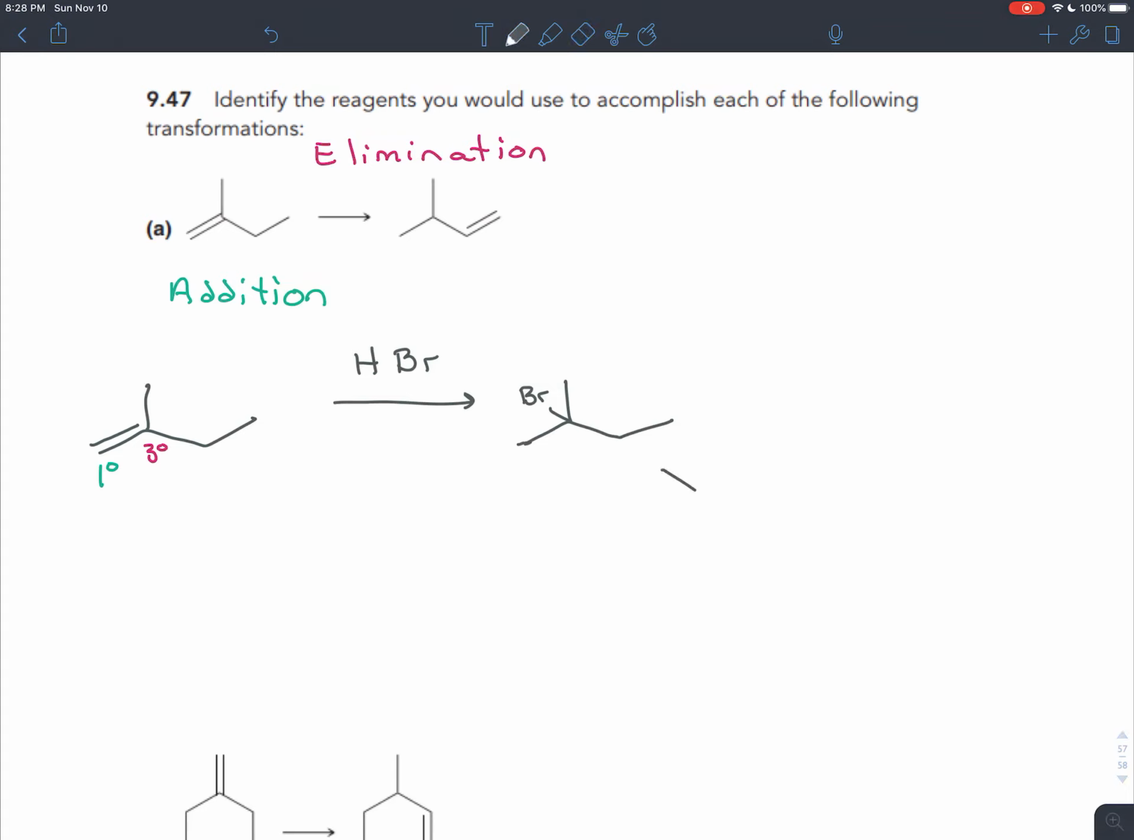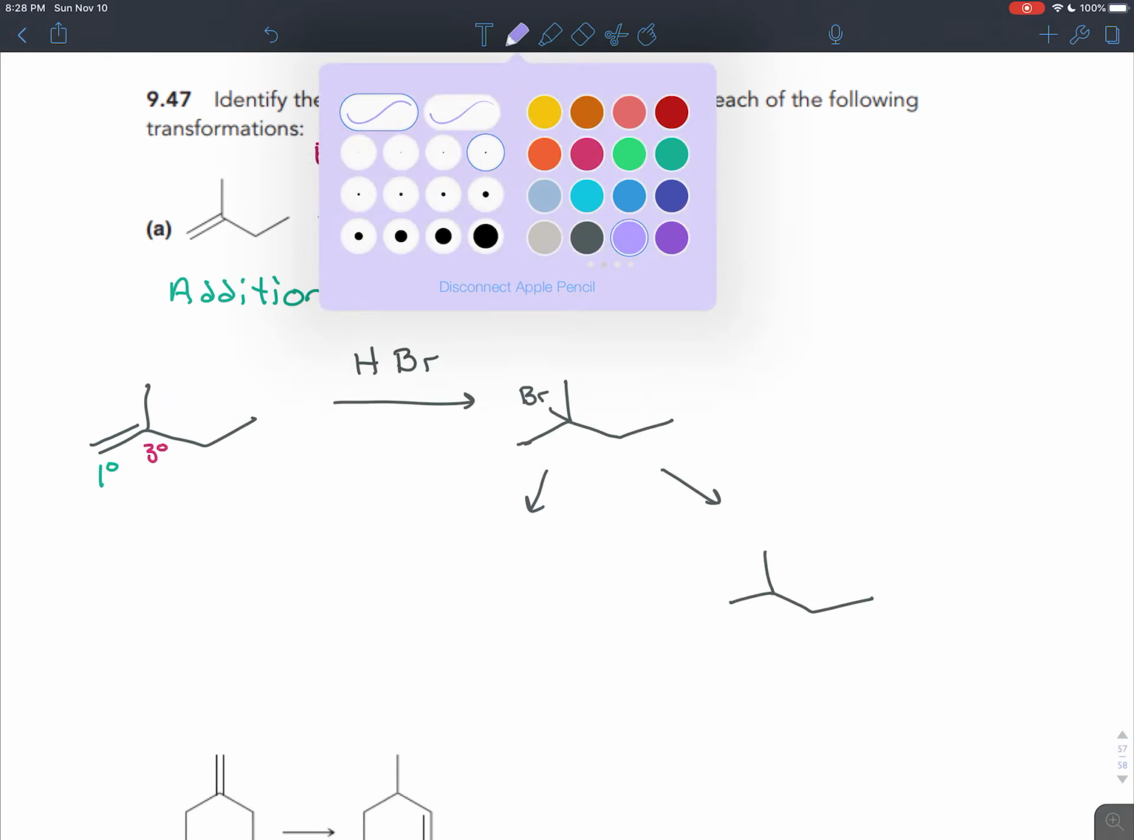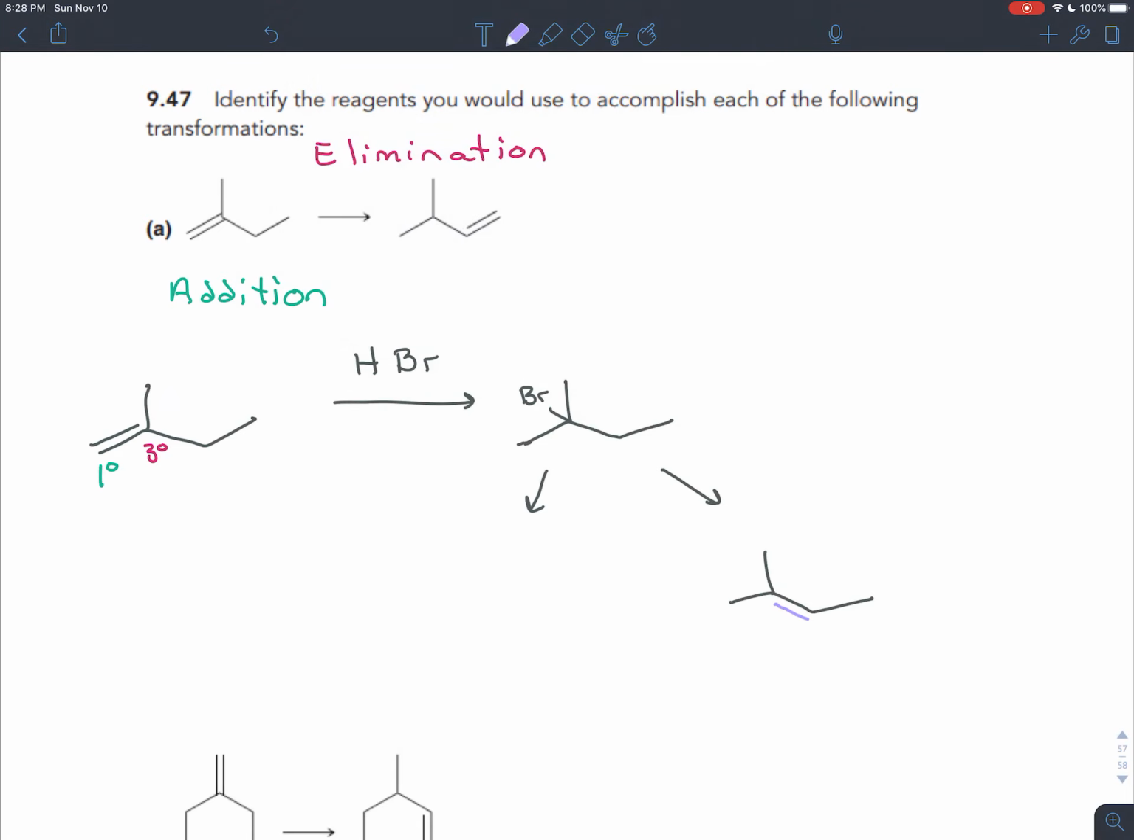Now think about the different ways you can do an elimination reaction here, the different products you could get. You could either steal a beta hydrogen going to the right, in which case you'd form a pi bond going to the right, or you could steal a beta hydrogen going to the left, in which case you would form a pi bond going that direction. You might also think that you could steal a beta hydrogen going up, but notice that there's symmetry in this molecule.